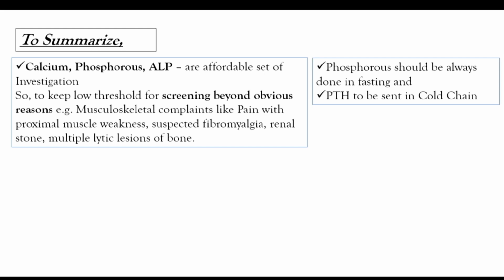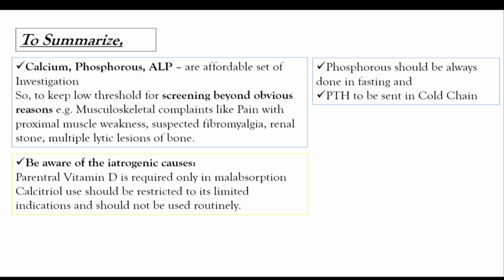Phosphorus should always be done fasting because carbohydrate can reduce the phosphorus level and we might think it is low. PTH should be sent in a cold chain to a trusted laboratory and sometimes needs to be checked twice. We should be aware of the iatrogenic causes. Parenteral vitamin D is required only in cases of malabsorption, so inadvertent use should be stopped. And calcitriol use should be restricted. Whenever prescribing a calcium combination, we should be aware that there is no calcitriol in it.